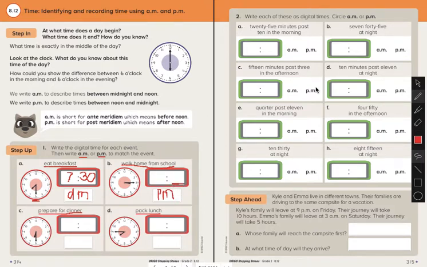Number 2, write each of these as digital times. Circle AM or PM. This time, instead of showing you a clock, they're describing the time in words. This is the only hint you're given. Let's read A together. 25 minutes past 10 in the morning.